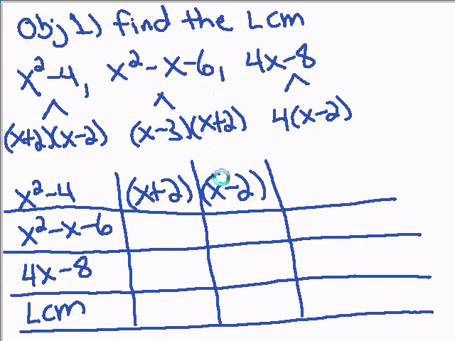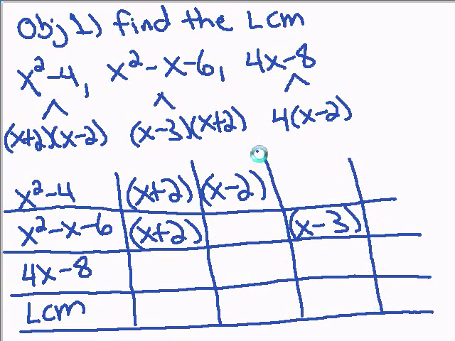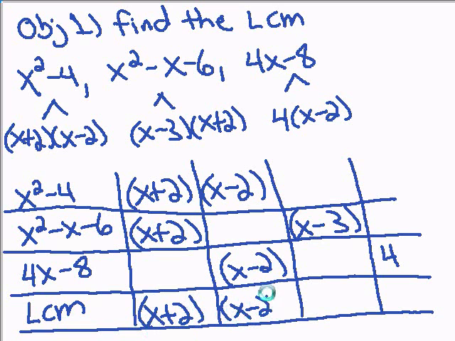Okay, x squared minus x minus 6. The factors were x minus 3, which there isn't an x minus 3 yet, so I make a new spot for that, and x plus 2. The factors of 4x minus 8 were 4, we don't have a space for that yet, and x minus 2. Which means my least common multiple is x plus 2, x minus 2, x minus 3, and 4.